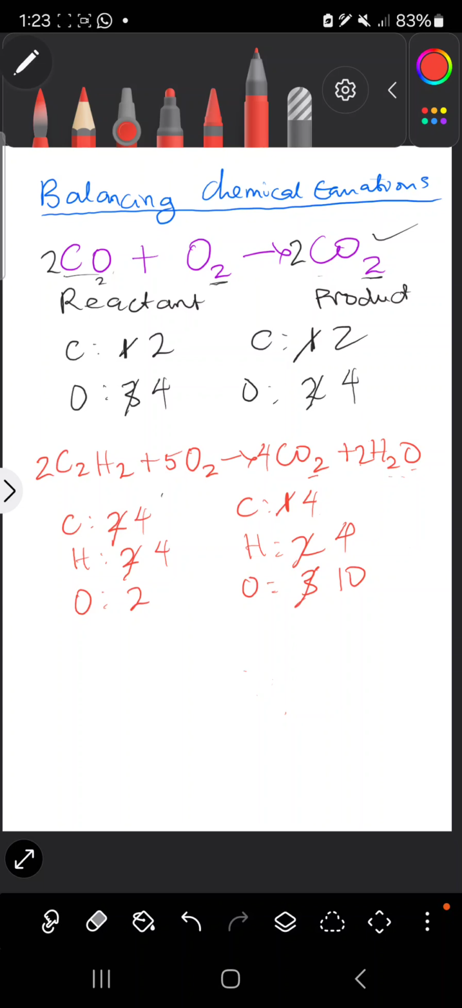So let us see. For carbon, 2 times 2, 4. 4 times 1, 4. Hydrogen, 2 times 2, 4. 2 times 2, 4. For oxygen now, 5 times 2 is 10. And 2 times 4 is 8 plus 2 times 1, which is 10. So the equation is balanced. You can as well tick it off.